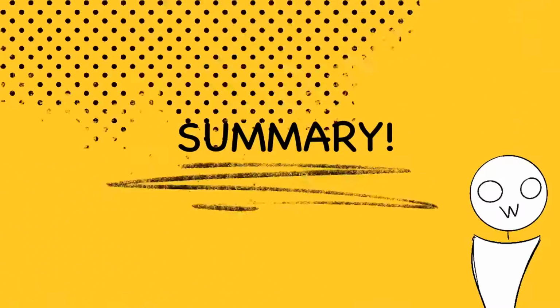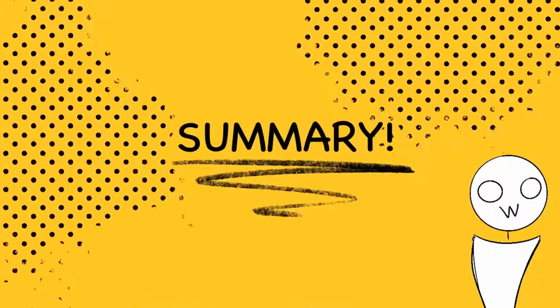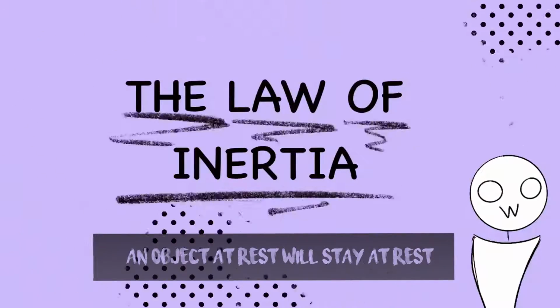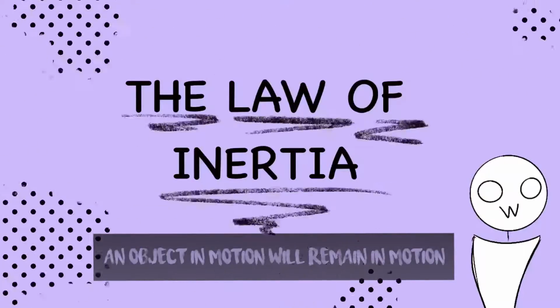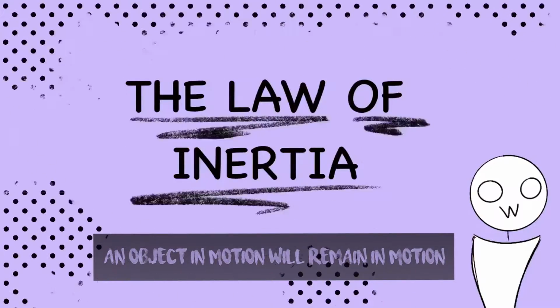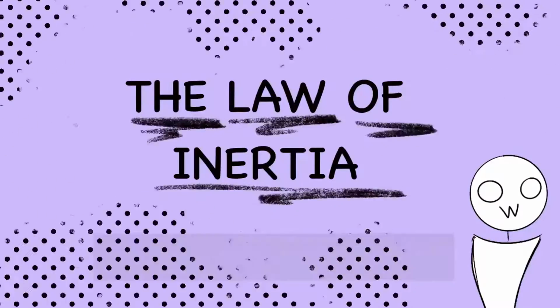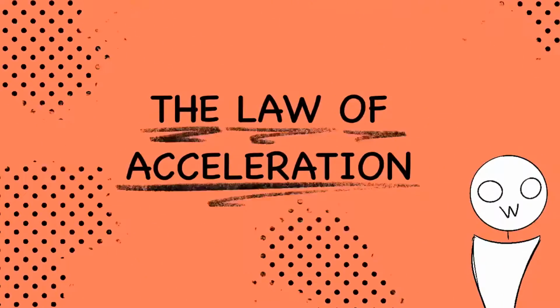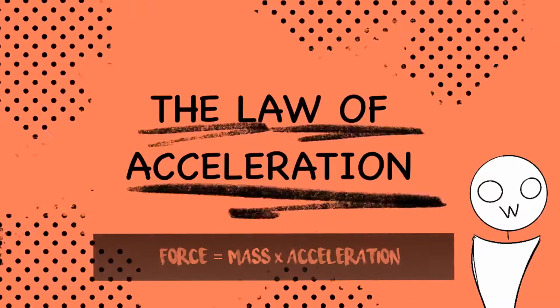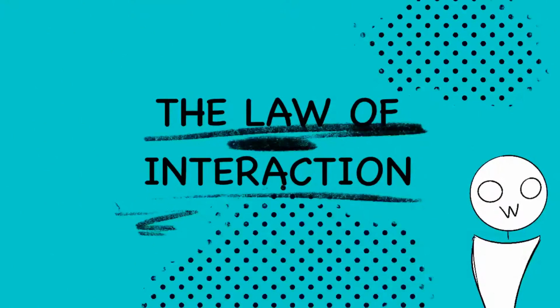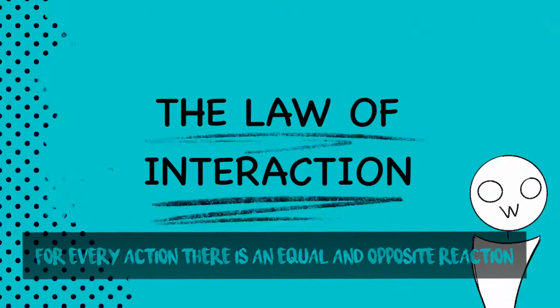With that, it is summary time. Now, always remember that the law of inertia is about the object that is at rest will stay at rest, and an object in motion will remain in motion unless compelled to change its state by an action of an external force. Now, for the law of acceleration, the force of an object is equal to its mass times acceleration. And for the last and final law, the law of interaction, for every action there's an equal and opposite reaction.